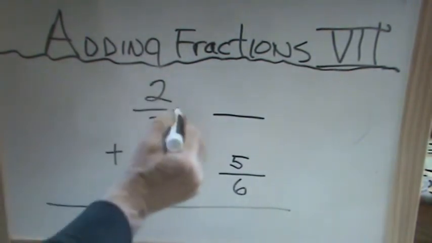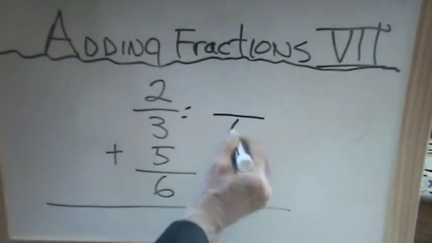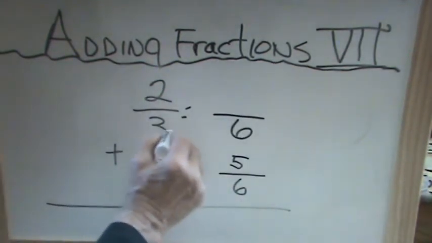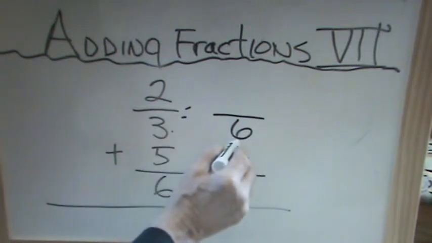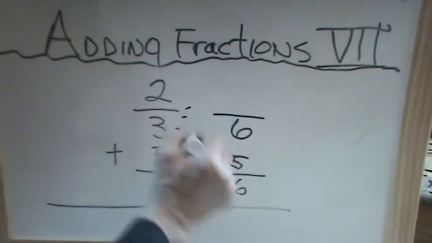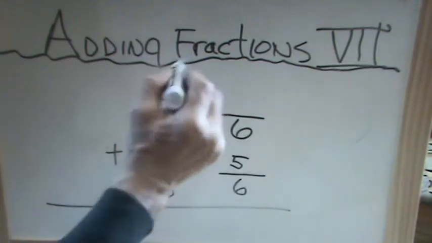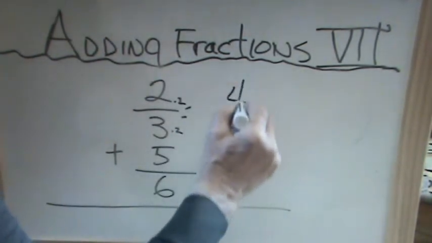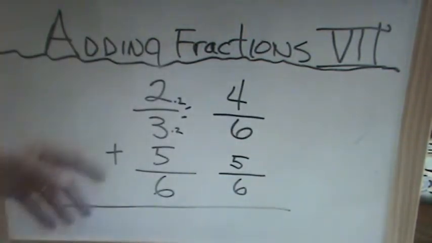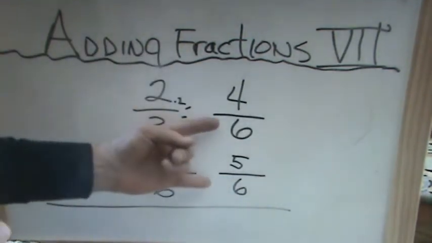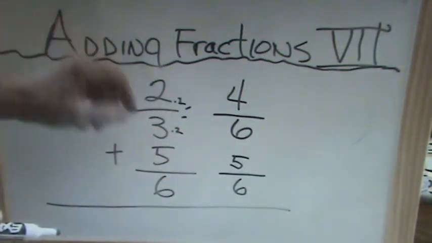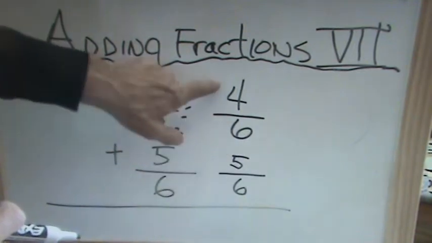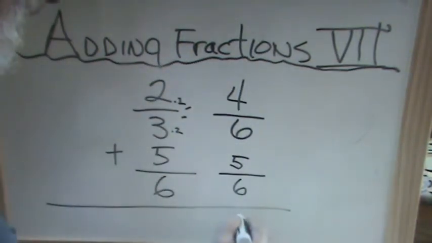So we will raise the name of 2/3 to a fraction that has a denominator of 6. And then what we say is, okay, well, 2 times what number gave me 6? Well, 2 times 3 gave me 6. So then I multiply up on top by 2. 2 times 2 is 4. Now I have changed both fractions so they have a denominator of 6. Since their denominators are the same, I add the numerators. 4 and 5 is 9.